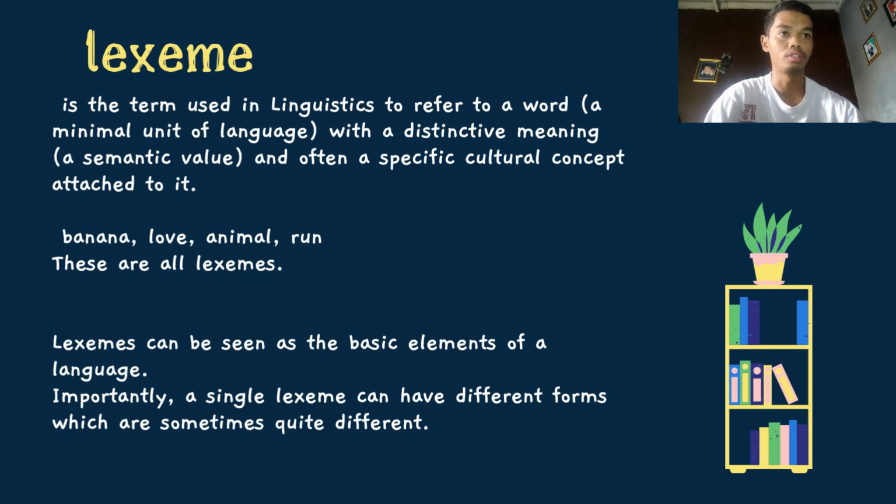Lexeme is a term used in linguistics to refer to a word, a minimal unit of language, which has a distinct meaning, a semantic value, and often a specific cultural concept. For example, banana, love, animal, and run. Lexeme can be seen as the basic element of language. Sometimes we call lexeme the core meaning of a word.